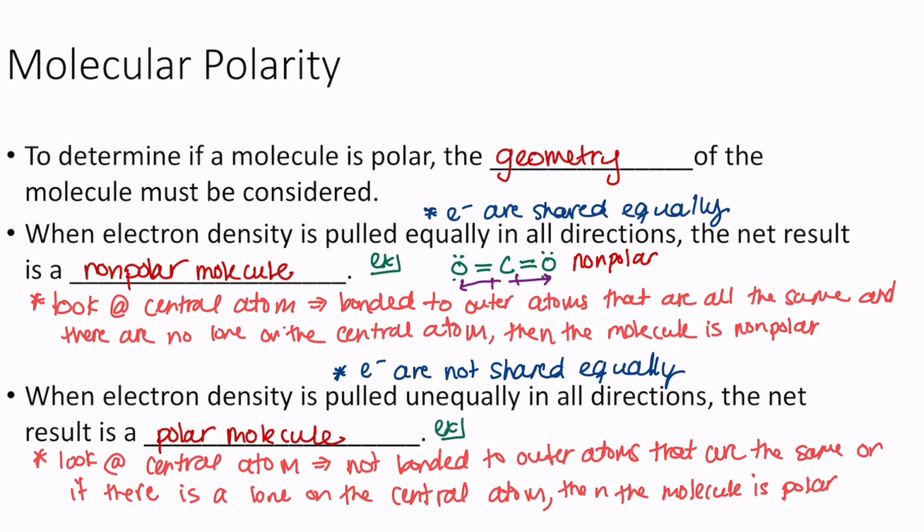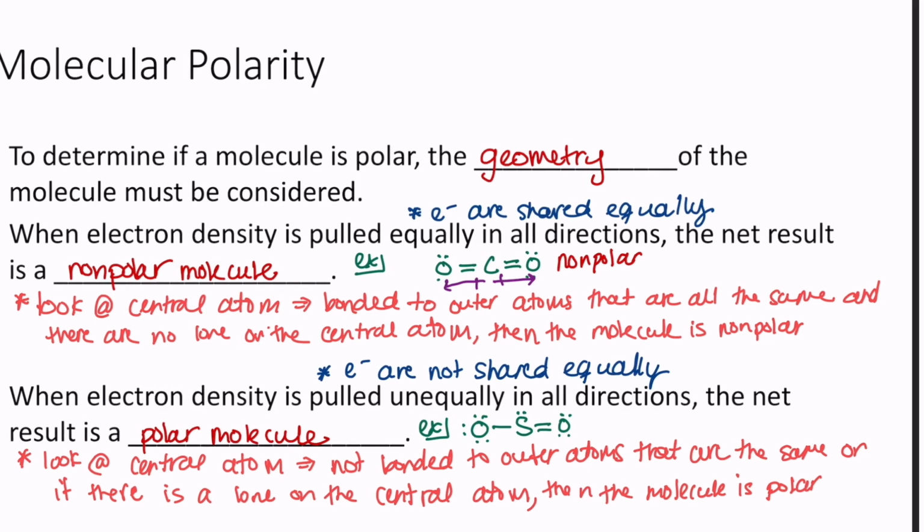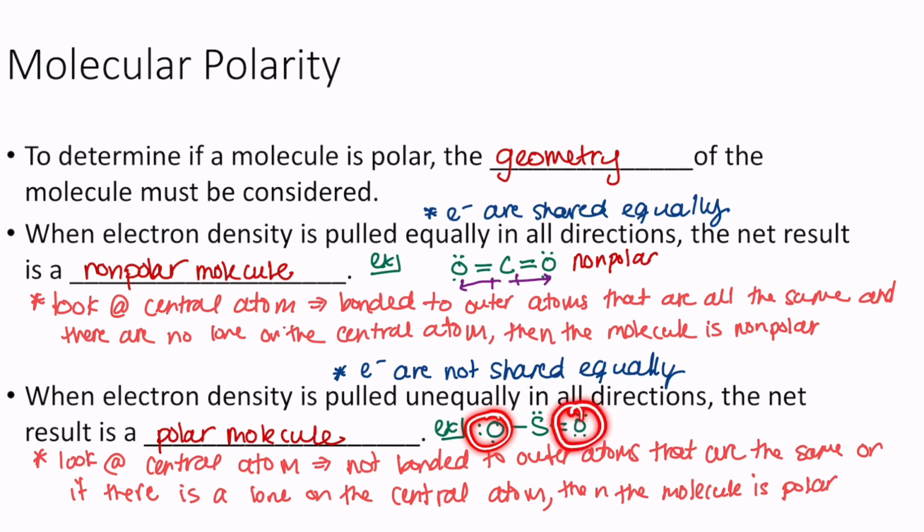We can look at an example of this, SO2. Here, my sulfur is bonded to the same atom. It's only bonded to oxygen. However, I have a lone pair on my central atom. So this molecule is going to be polar.